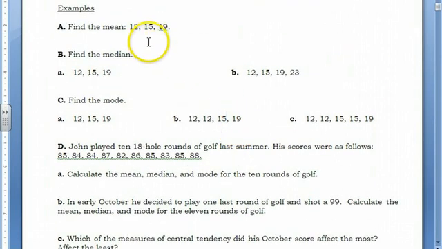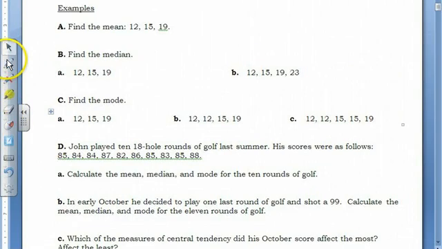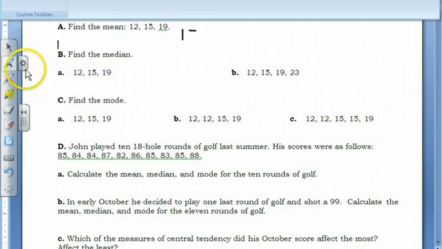Examples: find the mean. I left it really simple because these are pretty simple concepts for this grade level. Add those, 12 plus 15 plus 19. The sum is 46, and then divide by 3 because there are three numbers. The mean was 15 and 1/3. Bear in mind that when you're adding, you need the sum before you divide. You shouldn't be dividing the last number by 3. You should be dividing the sum by 3.